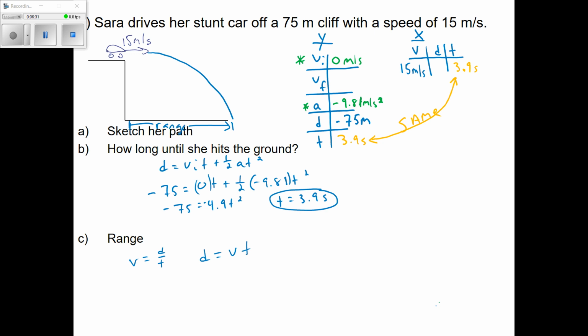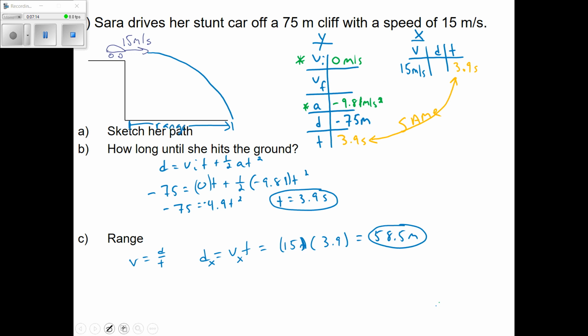Now one hint I forgot to give in the last problem is that when I do these problems, I like to put little subscripts so I can keep my information organized. So I want to find X distance, so I'm going to use X velocity. So the X velocity is 15 meters per second. Since I used units up top, I won't use them here. Time the car is in the air is 3.9 seconds. So I just do 15 times 3.9 on my calculator. I get 58.5. That's how far she would go horizontally.